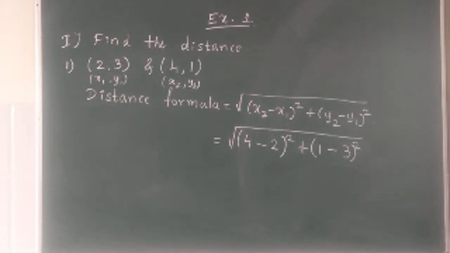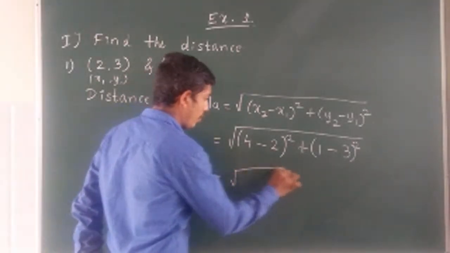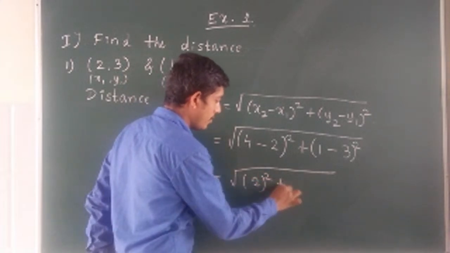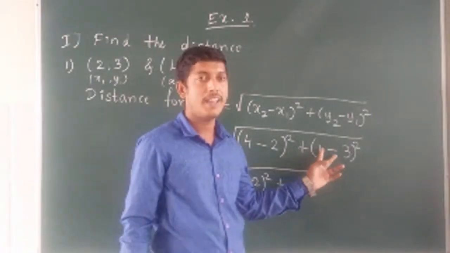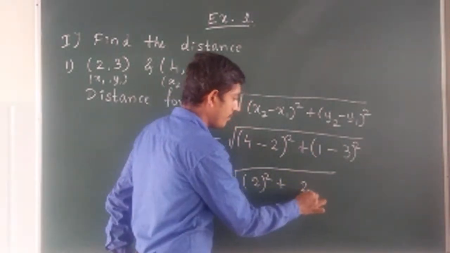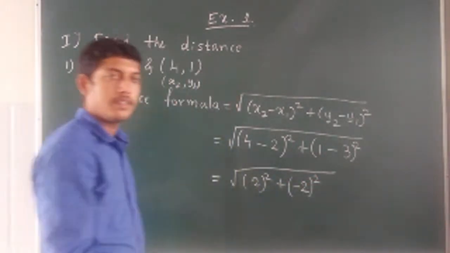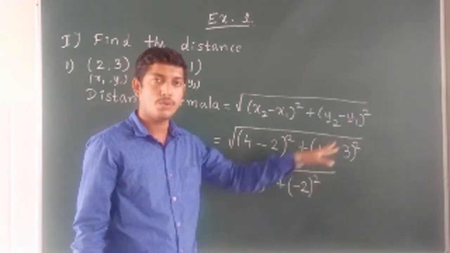and then you have to write the formula, that is square root of x2 minus x1 whole square plus y2 minus y1 whole square. Now it becomes square root of 4 minus 2, it is 2 square, plus 1 minus 3. Again they have different signs, so we have to subtract. 3 minus 1 is 2, and the sign of the bigger number is minus, so minus 2. 4 minus 2 is 2 whole square. 1 minus 3 is minus 2 whole square.